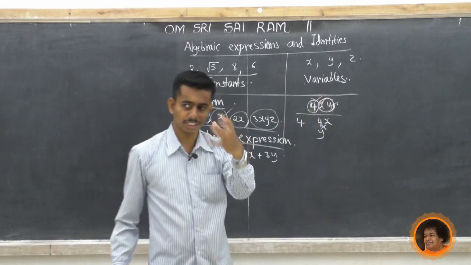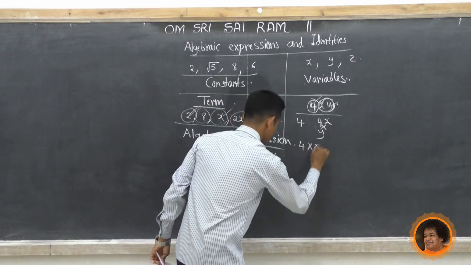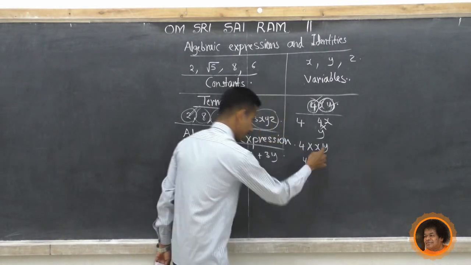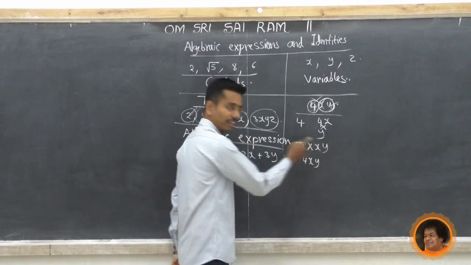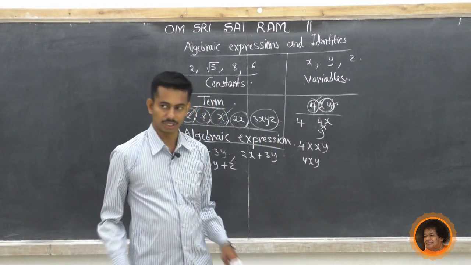What is the meaning of factor? It's a product. It means 4 into xy, what do we get? 4xy. So 4 and xy, these are the factors. So 4 is a factor of xy, or xy is a factor of 4. It is the product of 4 into xy equal to 4xy.